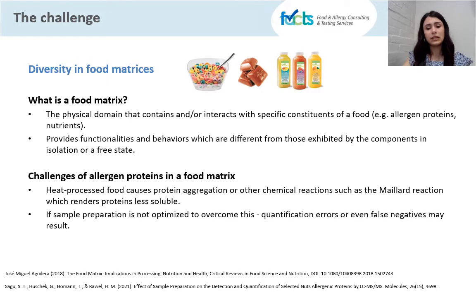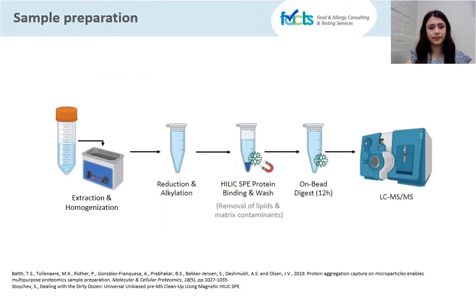When food has been heat processed to some degree, protein aggregation or other chemical reactions such as the Maillard reaction can take place. This renders proteins less soluble, and if your sample preparation is not optimized to overcome this, it may result in quantification errors or even false negatives.